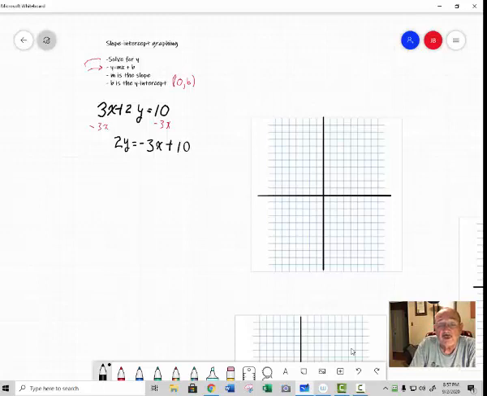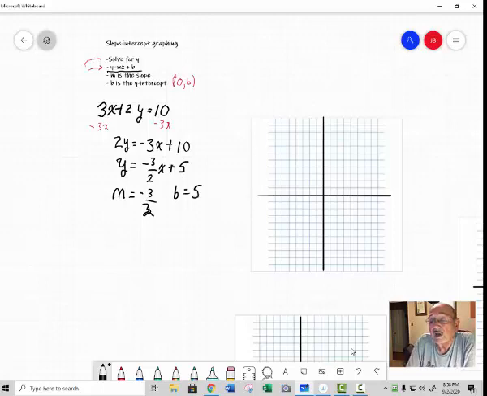If I divide this piece by 2, I will get y. If I divide the negative 3x by 2, I'll get negative 3 over 2 x. If I divide a 10 by 2, I'll get 5. Now it's in this form, y equals mx plus b. So I know now that the slope of this line is negative 3/2, and the y-intercept, b, is 5.